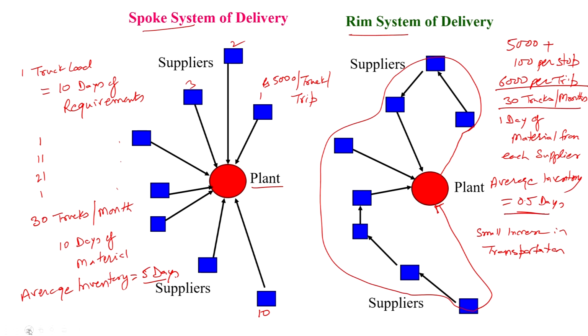Not only that, not only the reduction in the inventory cost, this system is more flexible. If there is a change in the production plan, you will be able to bring the change only after 10 days, because the next consignment will come after 10 days. If there is a change in the model or change in the product mix, that can be implemented only after 10 days. But in this case, it can be implemented the very next day. You can give a new production schedule to your suppliers, and accordingly material can reach the factory. So, this RIM system of delivery provides flexibility and reduction in inventory, at the cost of a small increase in transportation.